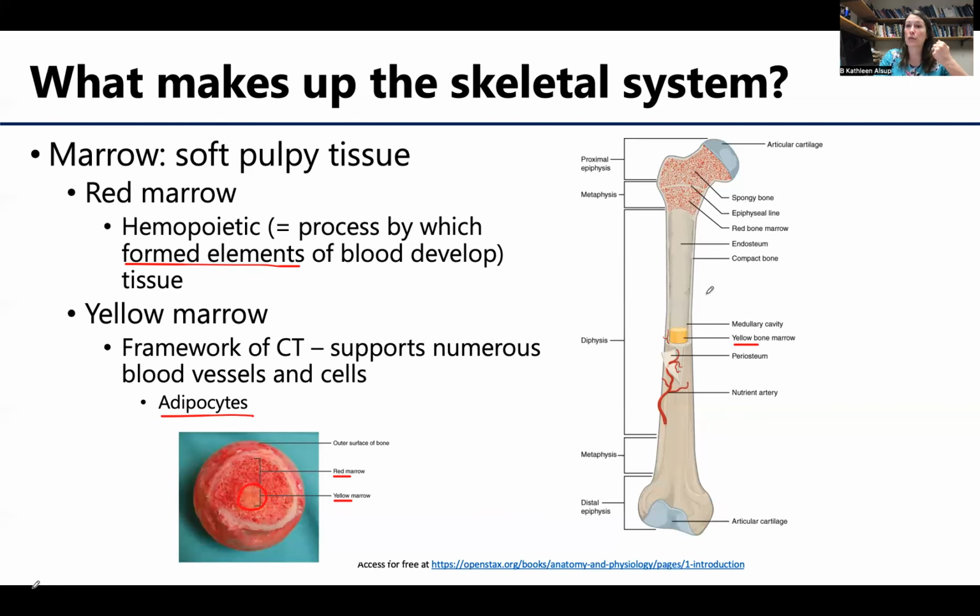So if you were to cut through a long bone, generally that middle portion is going to be filled up with this yellow bone marrow. If you remove that yellow bone marrow, it would look completely hollow in that region.